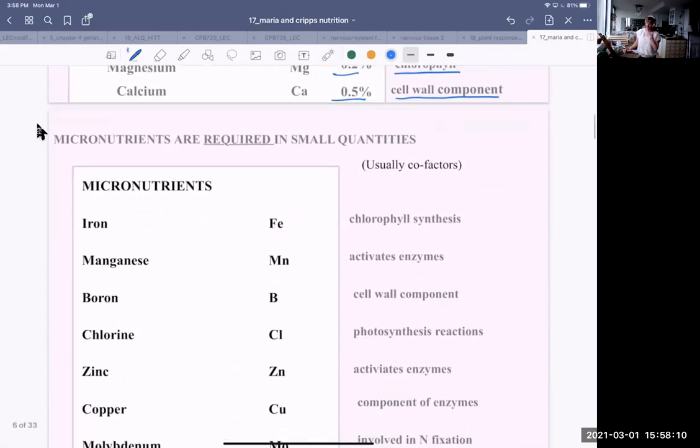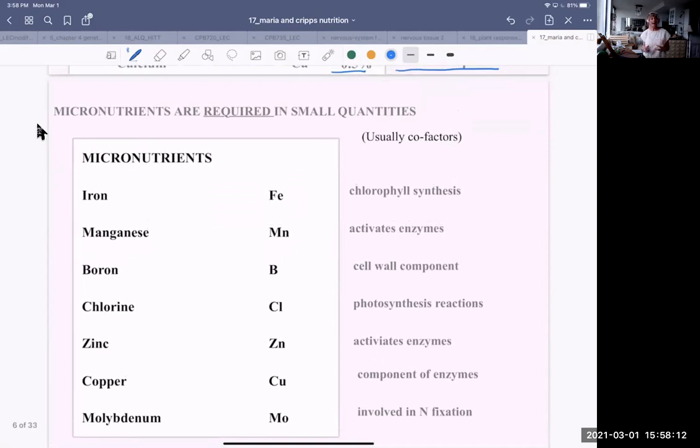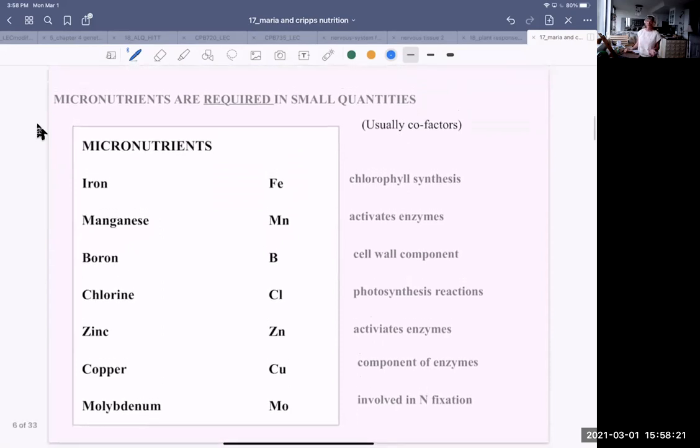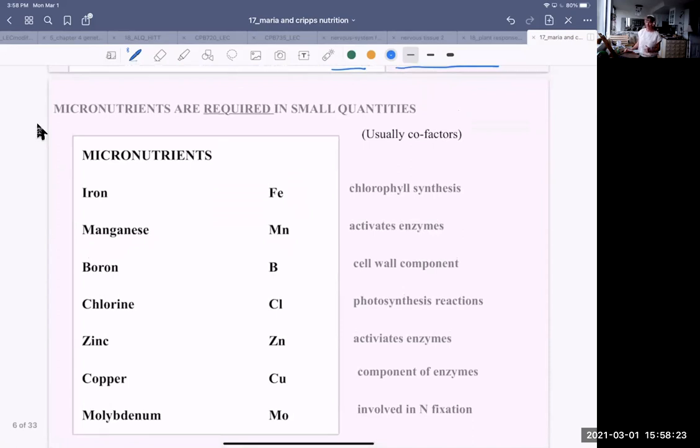Those are macro, but just like animals, they call them micronutrients. We could call them micronutrients as well, I guess. But in anatomy and physiology, we call them trace elements. Iron, you need your iron, of course. It transports oxygen through your blood. Well, plants need iron as well. It's part of the process of chlorophyll synthesis. Plant can't do photosynthesis without chlorophyll.